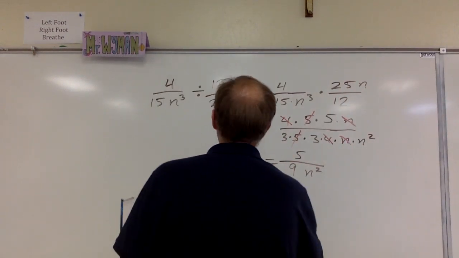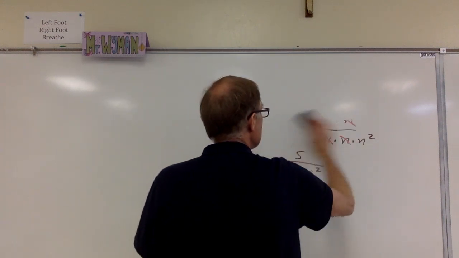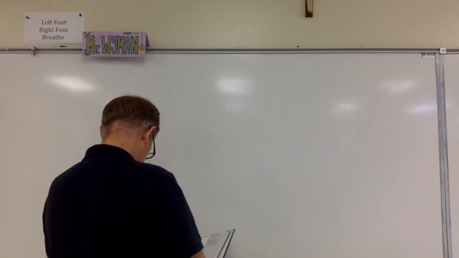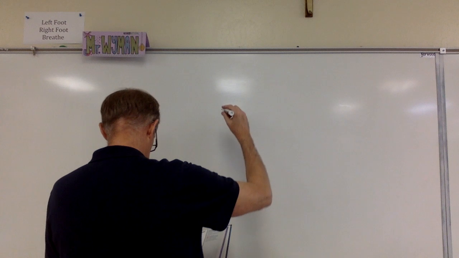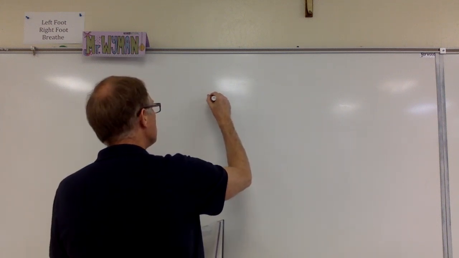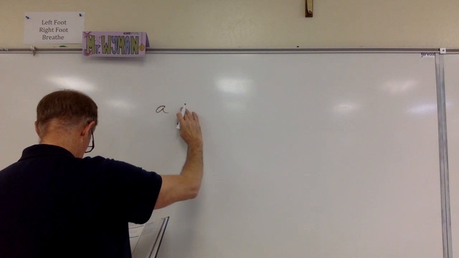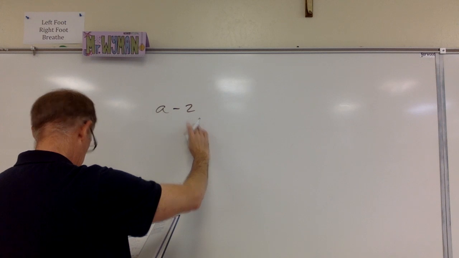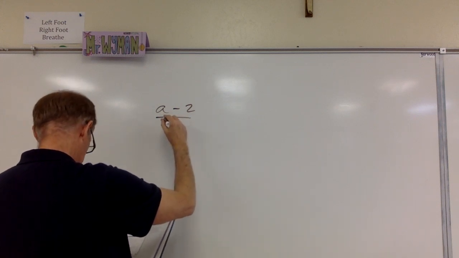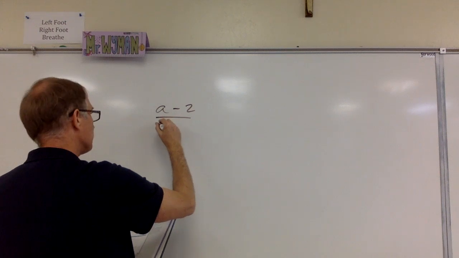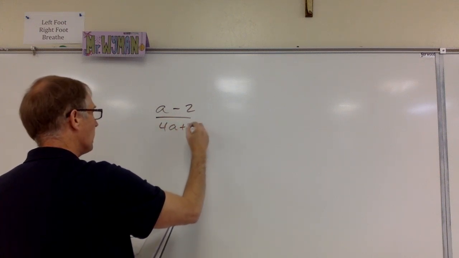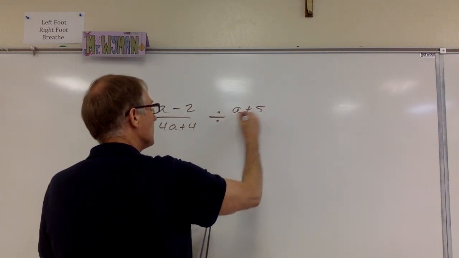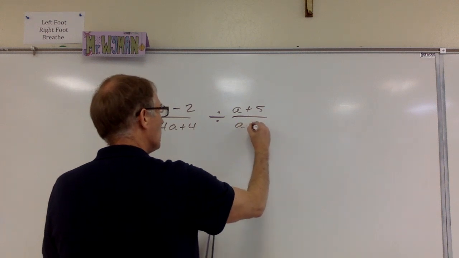Let's try this one. We're still dividing. We've got 2 more examples I think I'll do. Maybe I'll skip that example and go with this one. Let's do a minus 2 over 4a plus 4, divided by a plus 5 over a plus 1. I am on page 700.